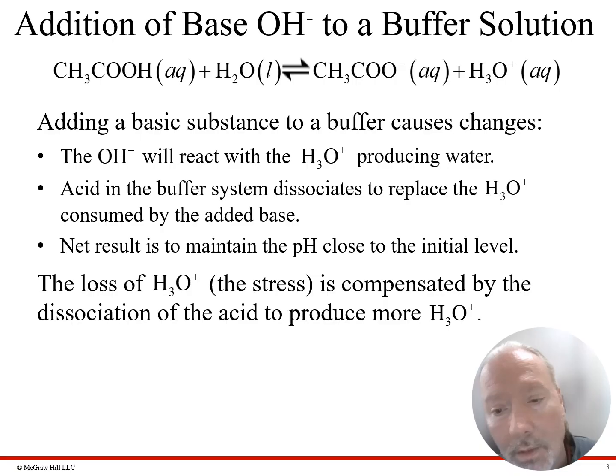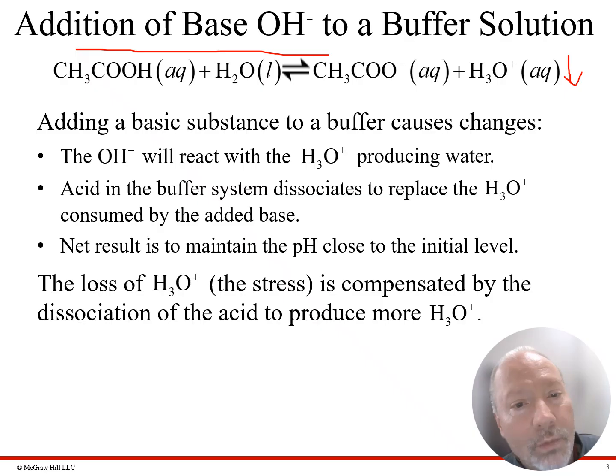So let's draw an arrow. So we lose acid, we lose hydronium cation. If we lose hydronium cation because we added base, the equilibrium is going to shift this way to produce more of the acid and more of this conjugate base. So the net result is to maintain the pH close to the initial level. You add base, the buffer is going to produce a little bit more acid to keep it the same.